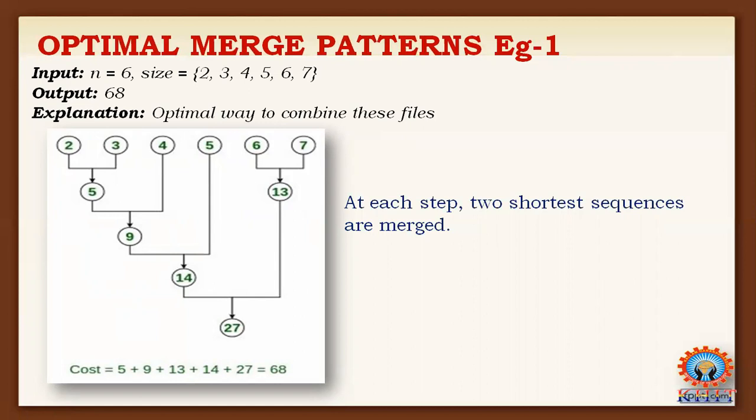When we apply the greedy strategy to the given problem, initially we need to arrange all the file sizes in ascending order of their size. So here the files are arranged according to their file sizes. Initially the file size is 2, and the highest file size is 7. In this way we can arrange the files in ascending order of their size.